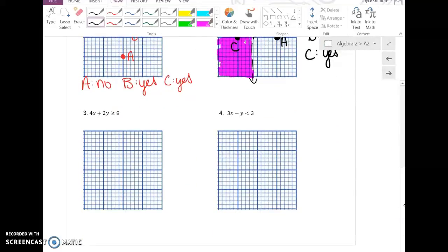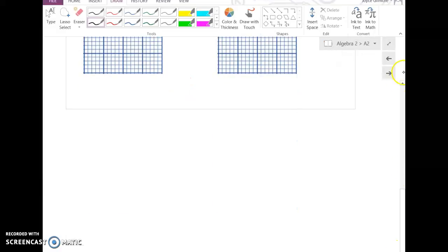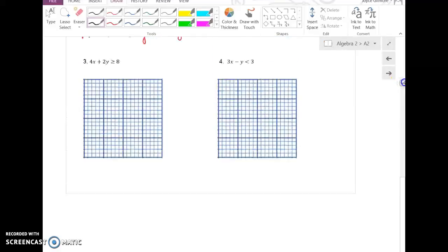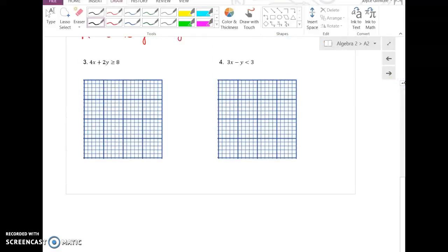All right. Let's graph number 3. 4x plus 2y is greater than or equal to 8. There are 2 ways to graph this. And depending on how you graph this, there are also 2 ways to determine where you are going to shade. So let's start by graphing it.